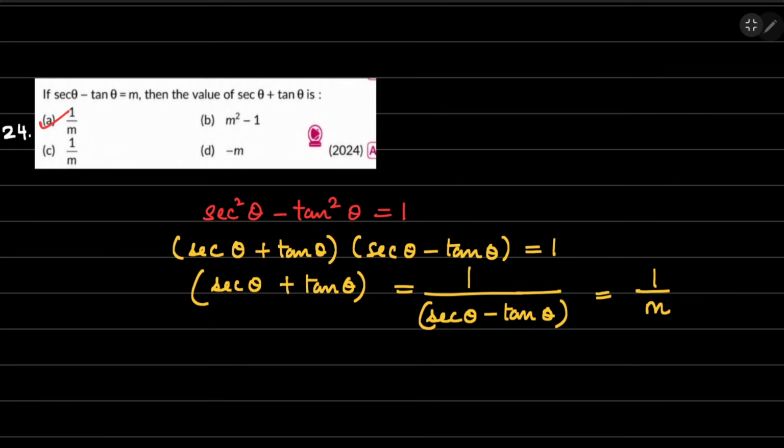On the other hand, if you are given secant plus tan is equal to say p, and you are asked what is secant minus tan, then this would be 1 by p. Just take the reciprocal and directly write. You don't have to solve all of these. Right? Let's move on to the next question.